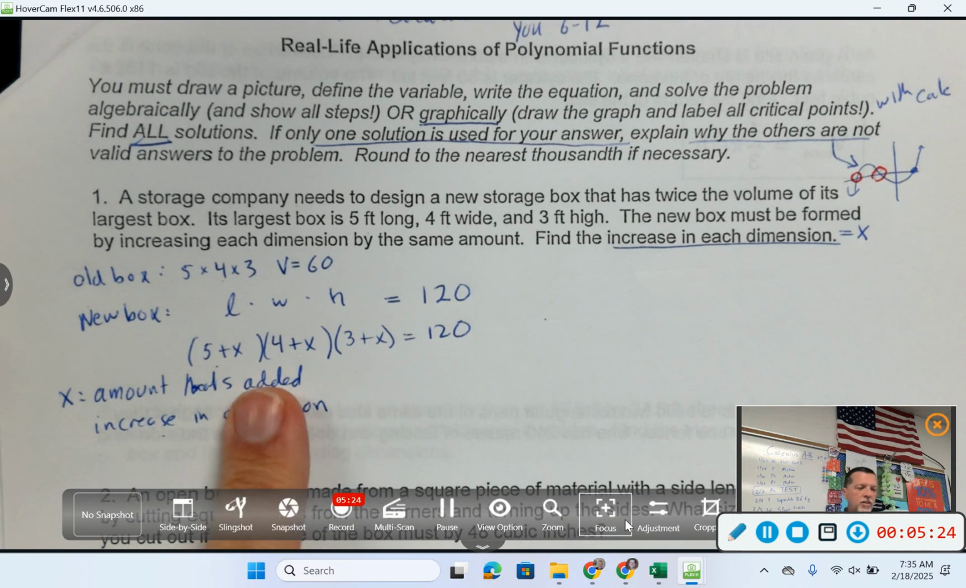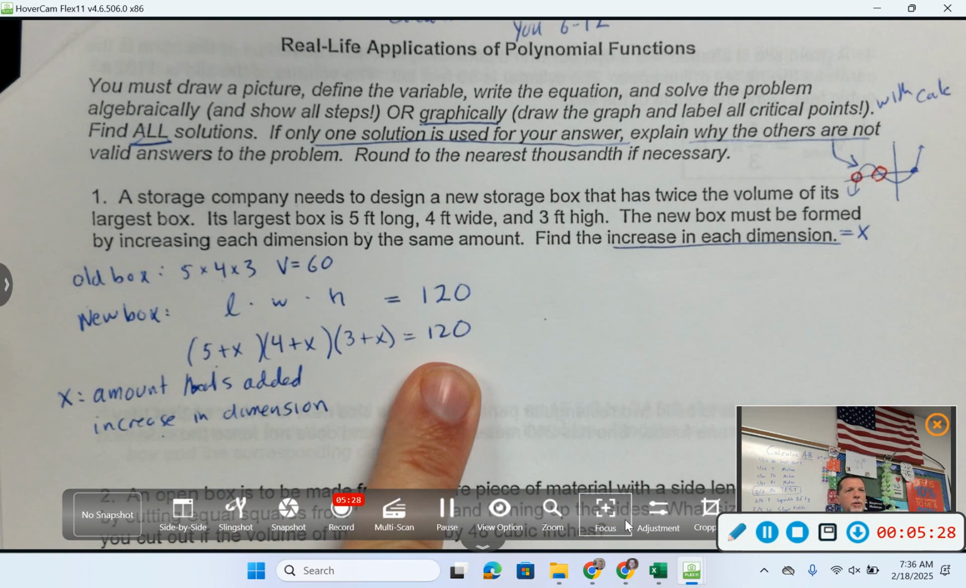Okay, so how do you want to solve (5 plus x) times (4 plus x) times (3 plus x) equals 120?